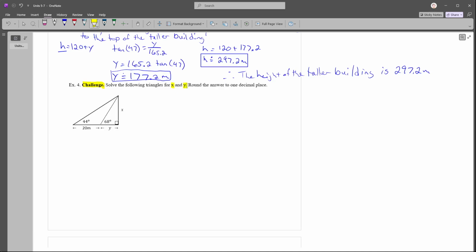So we're going to try and find x and y. Round the answer to one decimal place. So we got to find x and y. So there's x and there's y. So can we calculate anything else in here?